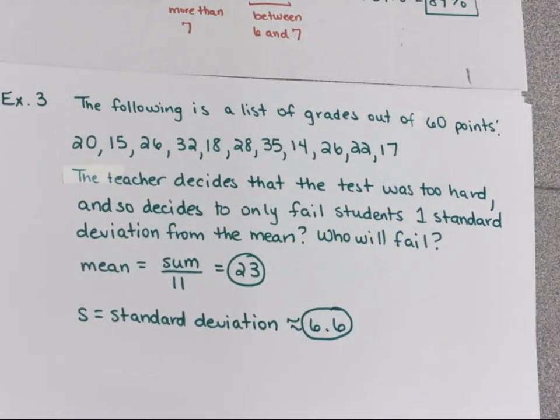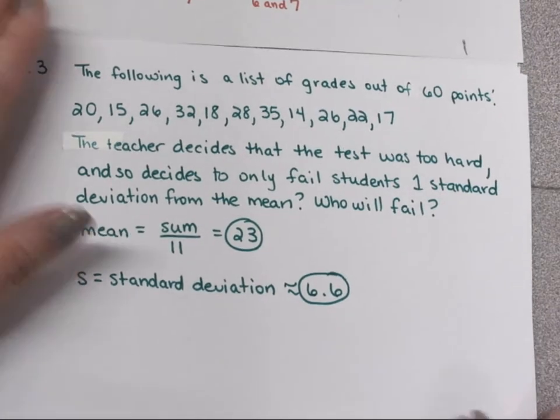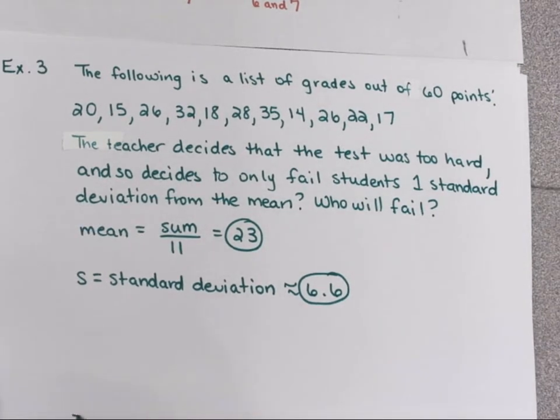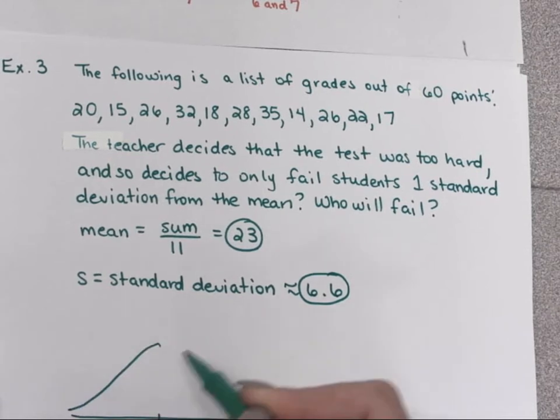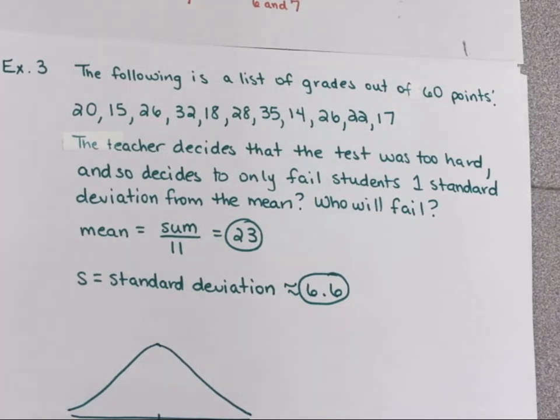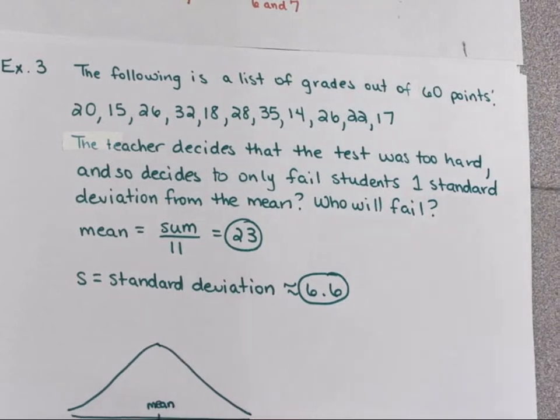So remember, we have a formula for that. You can either do the chart or you can do the square root of all the differences between the values minus the average squared, add them all up, and then divide by n minus 1. So let's say that you get 6.6 there, okay? So let's come up with a normal distribution curve for this. So we've got a bell curve. And we've got 23 in the middle because the mean always goes in the middle.